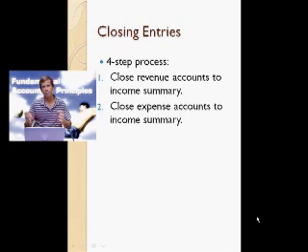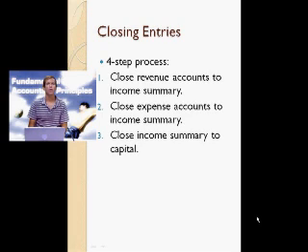So again, you could have 5 expenses, you could have 50 expenses. However many you have, you're going to credit each one for the respective balance and then debit income summary. Step 3. Okay, now we've closed revenue, we've closed expenses to the income summary account. Now the third step is to close income summary to capital.